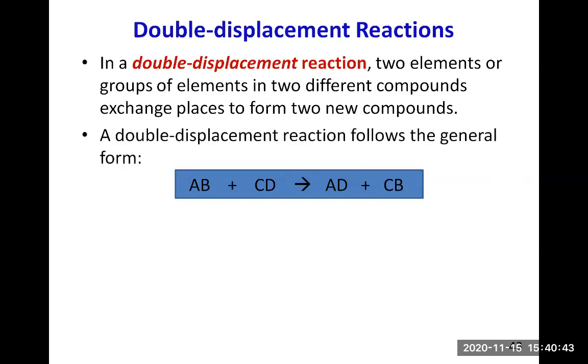A double displacement reaction follows the general form of AB plus CD gives AD plus CB, sorry. Because typically these are ionic compounds, and the first element in the formula is the cation, the second element is the anion. So you need to combine A with D because it's a cation with an anion, and then C is the cation with B the anion. And so that's how you would write their new formulas when they exchange partners.